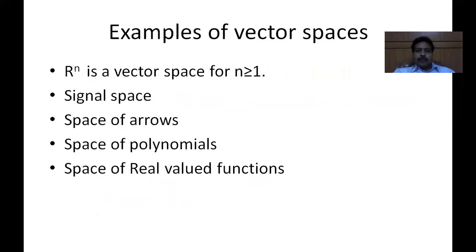We have gone through these examples in the previous class. The first one is Rn is a vector space for n greater than or equal to 1, where n is a natural number. We have proved this one in detail, from which we can conclude that any Rn, R3, R4, R10, these are all vector spaces. This is the most common model. Most of the vector spaces are similar to Rn.